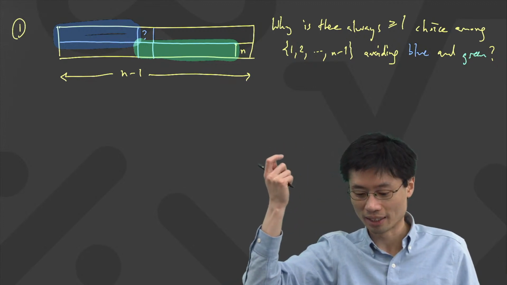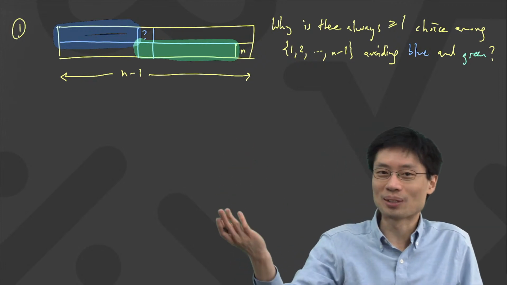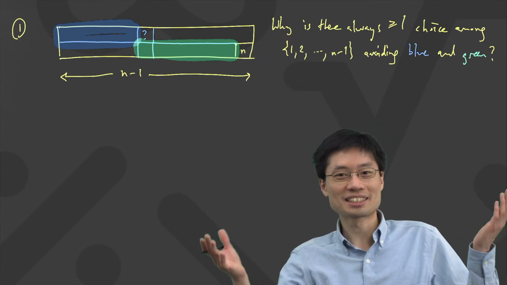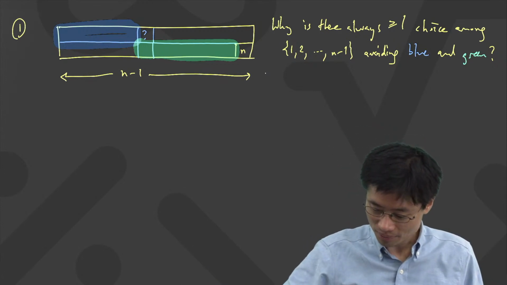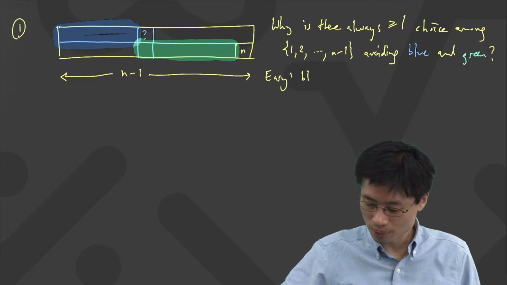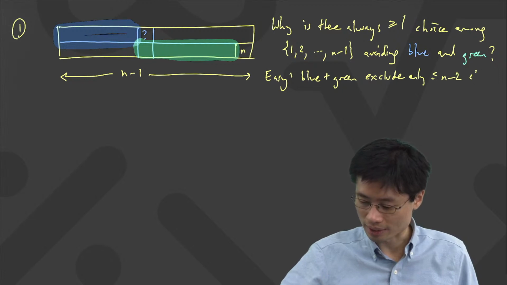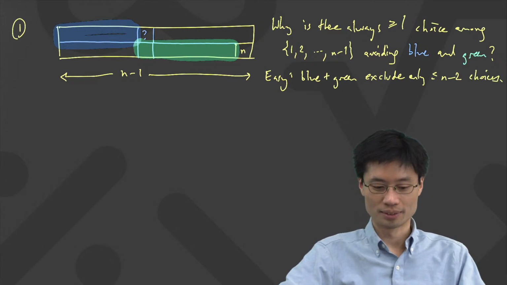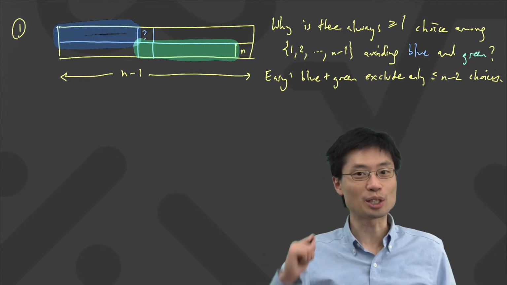The same argument is like, well, how much stuff is in the blue and the green? n minus 2 things. And I have n minus 1 things to choose from. So in the worst case, there's one choice, and there might be more than one choice. So the answer to this is easy. The blue plus green exclude only less than or equal to n minus 2 choices. That's it. Okay, so now this is the very satisfying thing of, well, you at least could decode it.